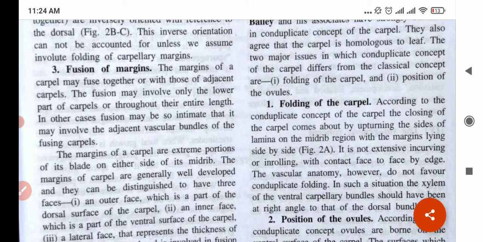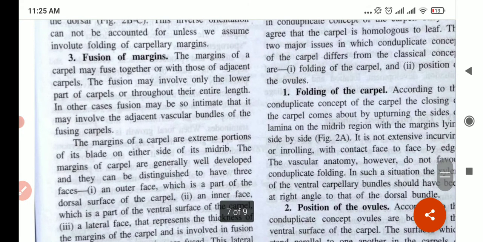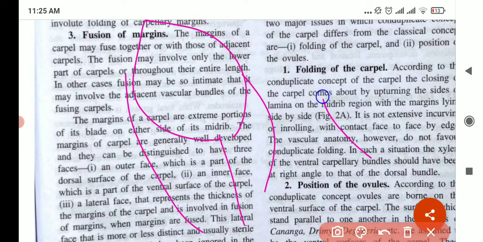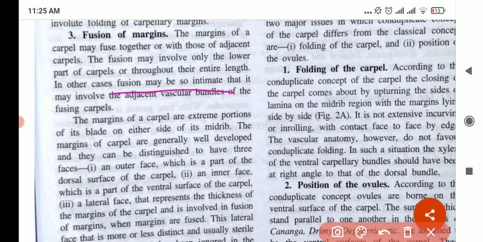Then, number 3, Professor Puri says they also have to fuse their margins. Then the margin of the carpel may fuse together with those of the adjacent carpels. The fusion may involve only the lower part or the entire length. So it can fuse just the lower part and this part is open, or it can fuse the entire length. Sometimes fusion is so intimate that we cannot see it anymore.